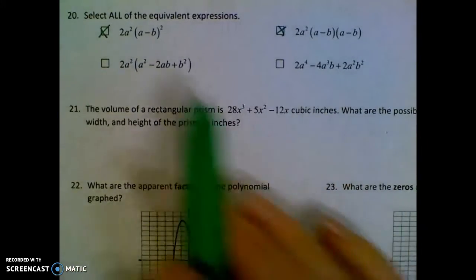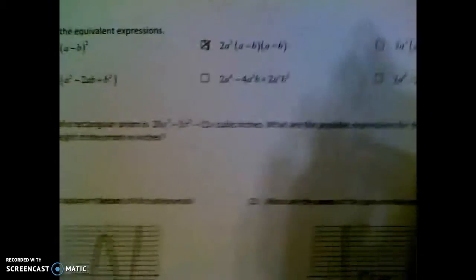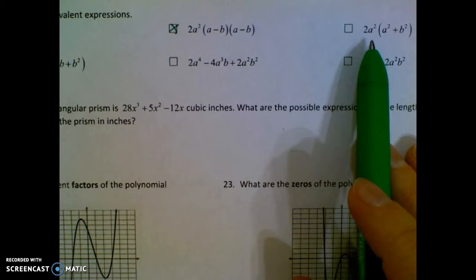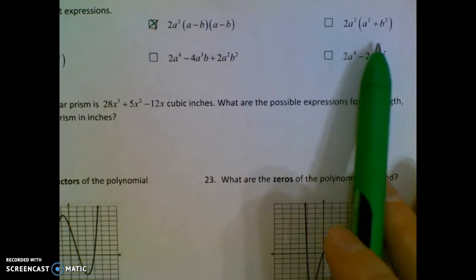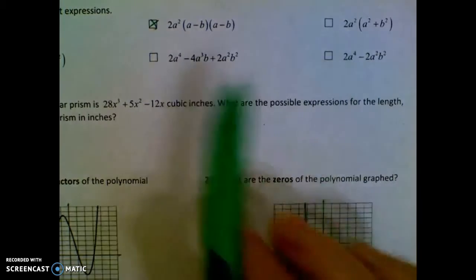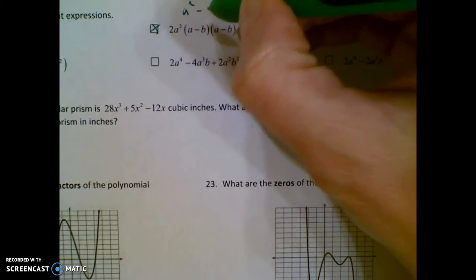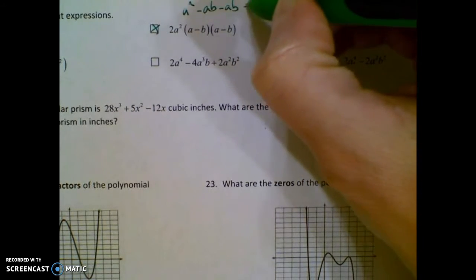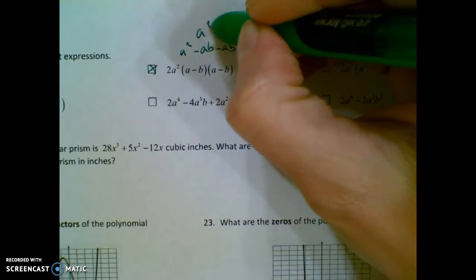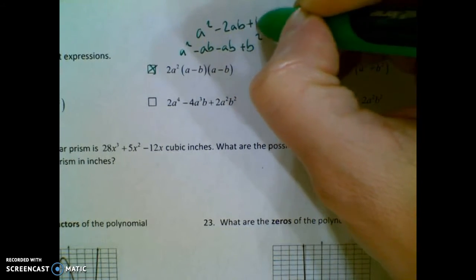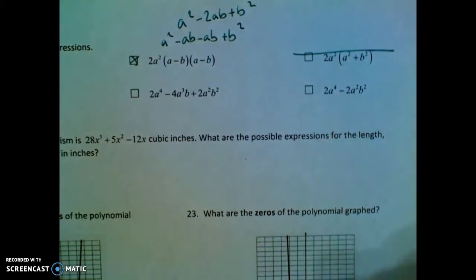So now we know what we're looking for, so we want everything to look like these two. Okay, moving over here, is (a minus b) squared the same thing as saying a squared plus b squared? Well, no. If I distribute this out, I'm going to get a squared minus ab minus ab plus b squared, and that's going to be a squared minus 2ab plus b squared, which is not the same thing as that. So that is not equivalent.